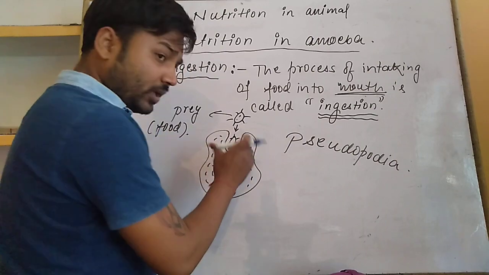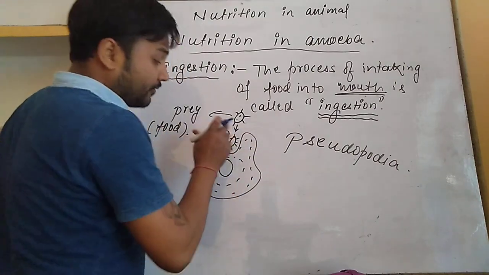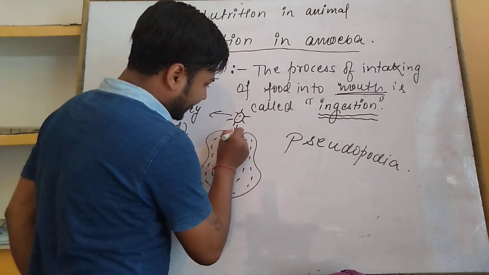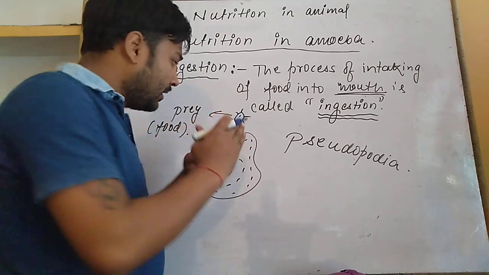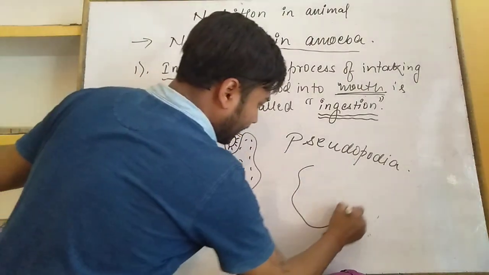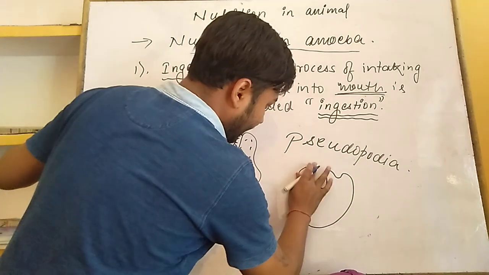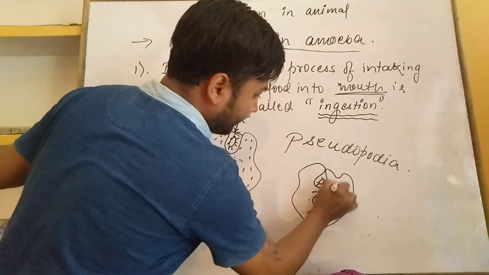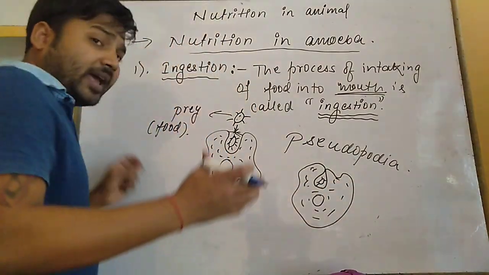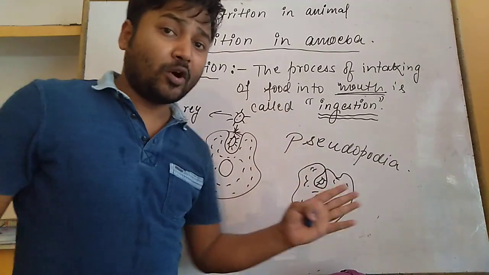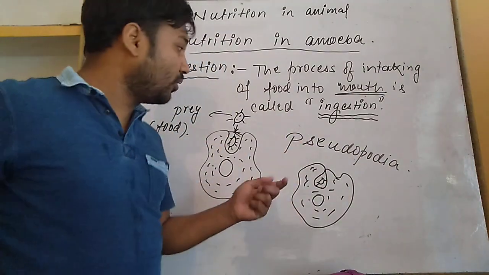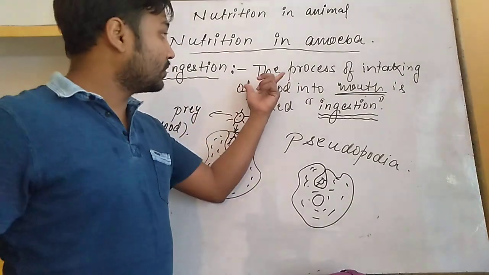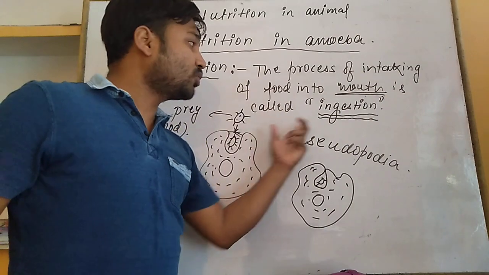जैसे ही move करेगा pseudopodia के अंदर ये food enter करेगा, and finally after entering inside the pseudopodia, the upper portion of cell membrane get detached. ये दोनों तरफ से ऐसे सट जाएगा. सटने के बाद जो स्ट्रक्चर फॉर्म करेगा, that is formed like this. Understand? So this helps to catch the food. This process of intaking or engulfing of food into their mouths is known as ingestion. इसी process को हम लोग बोलते हैं ingestion. The process of intaking of food into mouth is called ingestion.